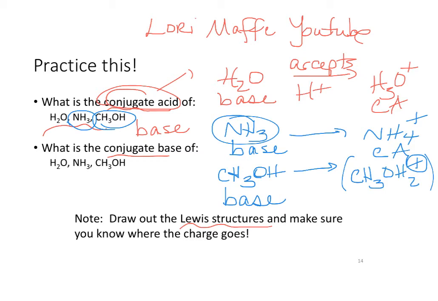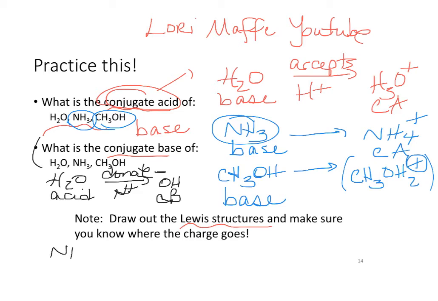How about the second part of the question? What's the conjugate base of each? Okay, if they're asking for a conjugate base, that means it started as an acid. What do acids do? They donate a hydrogen ion. Okay, so when water donates a hydrogen ion, what's left? Hydroxide. So that would be the conjugate base of water. Let's do it for ammonia, NH3.